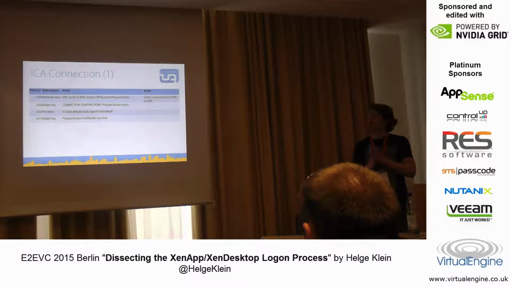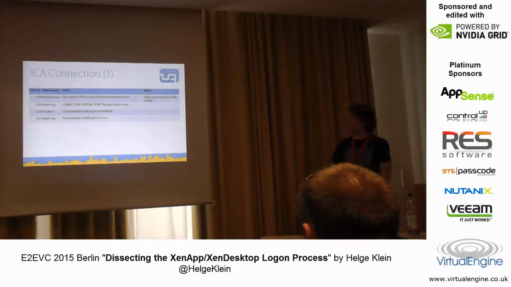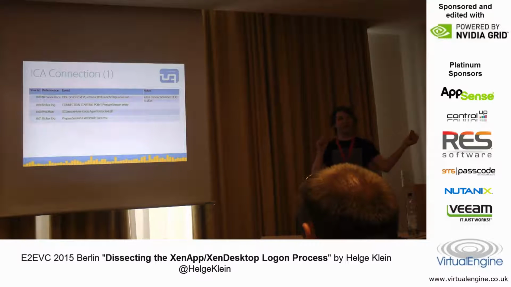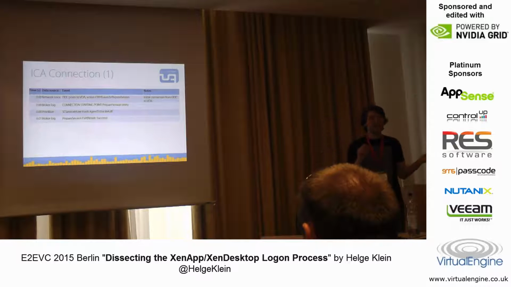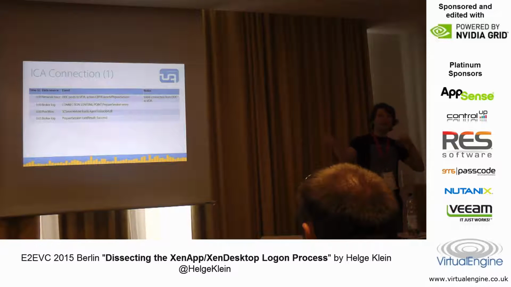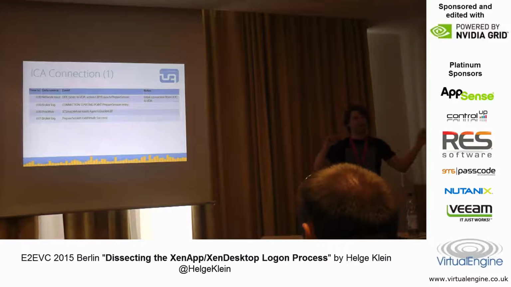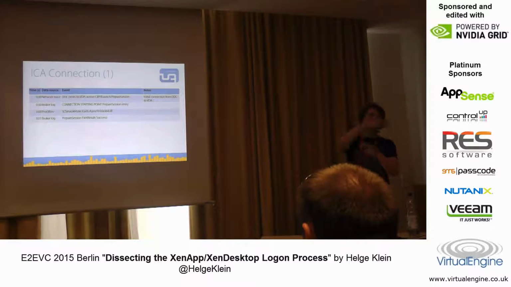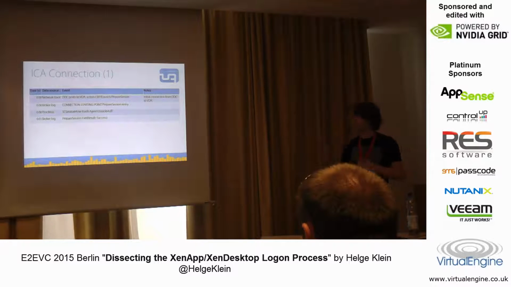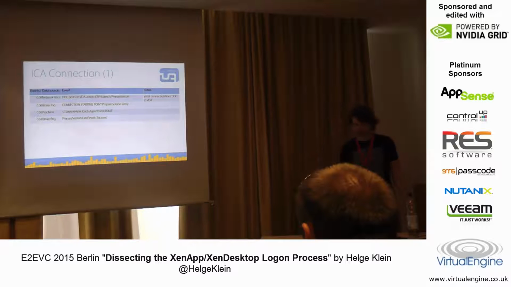So looking at what's happening here from various angles, the first thing you can see is that something's happening on the network. The DDC is talking to the VDA. So obviously, that connection goes both ways. So the DDC can contact the VDA, and it works the other way around too, as we'll see a little bit later.